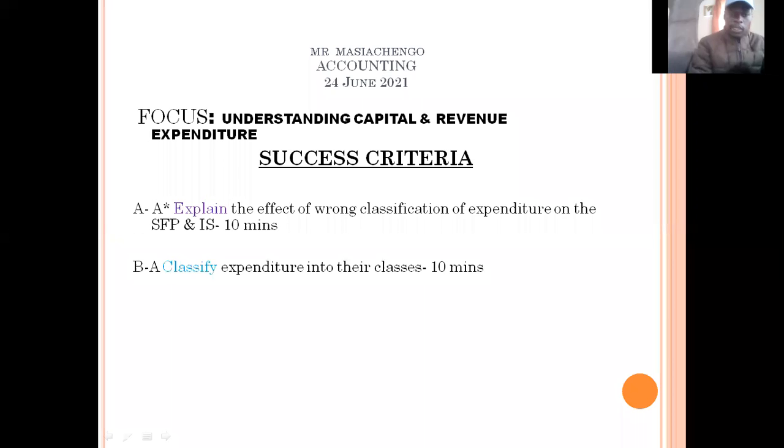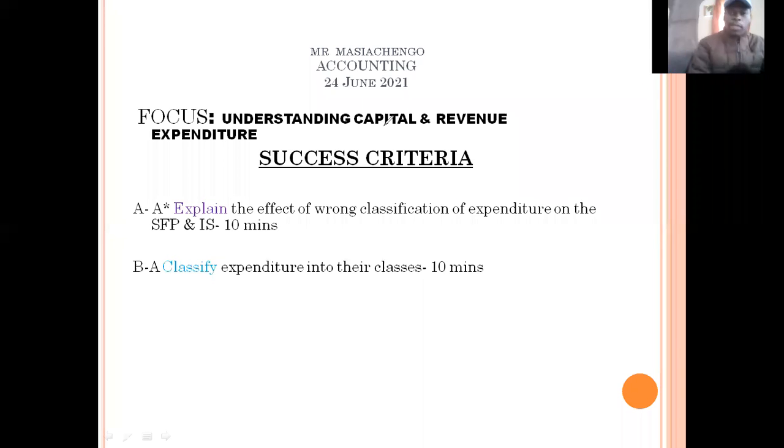This is a segment where I'm presenting on accounting. Today I want you to get your pen and your paper, and we want to cover capital expenditure and revenue expenditure. Our focus today is understanding capital expenditure and revenue expenditure. I hope it's loud and clear. I hope you have your pen and your paper so that we can kickstart.